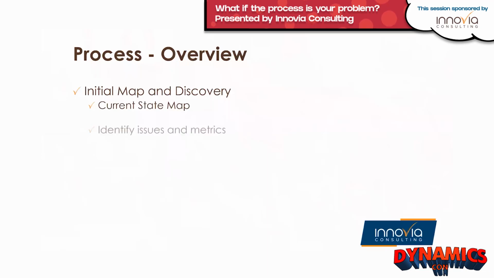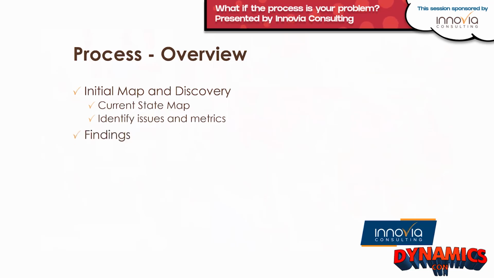Quick overview: you're going to do an initial map and discovery. That's really the core of the initial work. I'm going to draw a current state map in one of the 2 styles I showed you. You're going to identify issues and identify metrics. So one of the things you want to do is ask, how are you currently measuring this process? If it's order fulfillment, how are you measuring that? What are your results right now? What's the baseline? And then you're going to create a findings document.